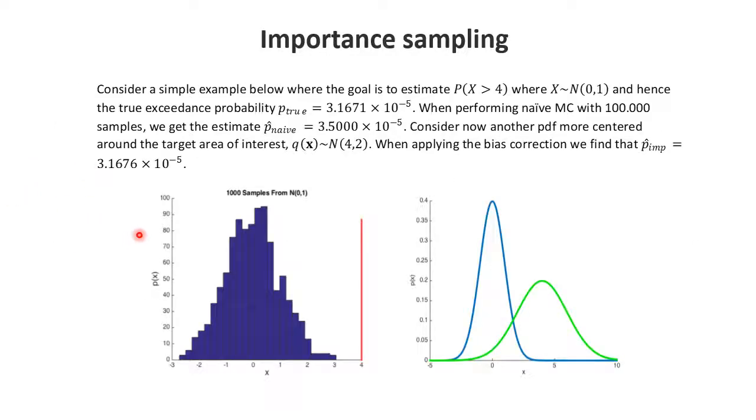So if you apply that to a simple case, and we put a new distribution q, the green distribution, now centered around an area of interest, which was 4, with some variance, then I find with very few samples, I think 1,000 samples here, that the estimate provided by the importance sampling is pretty much the same as provided by the actual distribution.